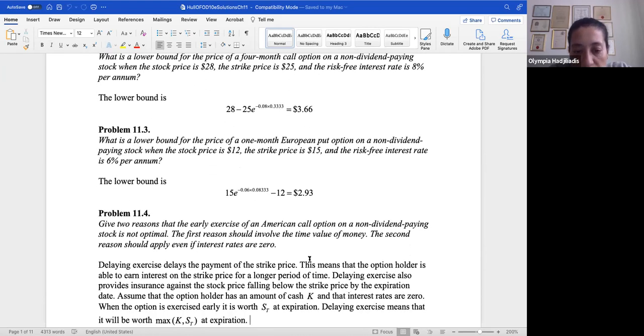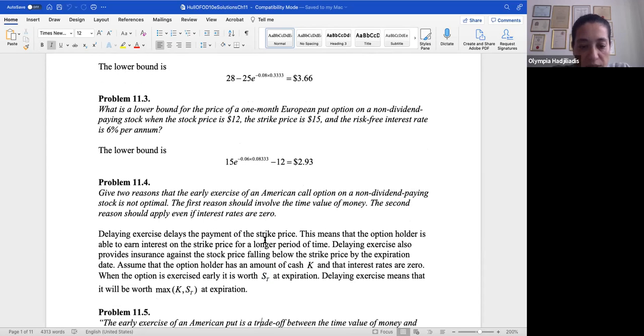Give 2 reasons that the early exercise of an American call option on a non-dividend paying stock is not optimal. The first reason should involve the time value of money. The second reason should apply even if interest rates are 0. Delaying exercise delays the payment of the strike price. This means that the option holder is able to earn interest on the strike price for a longer period of time. Delaying exercise also provides insurance against the stock price falling below the strike price by the expiration day.